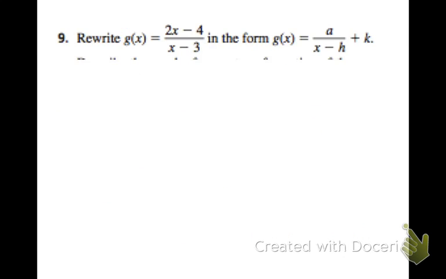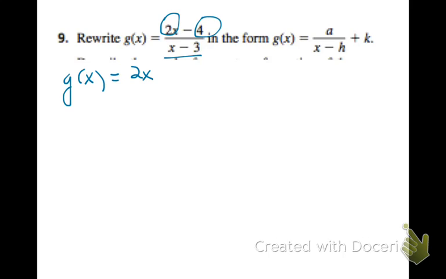So we're going to rewrite g of x, which is 2x minus 4 over x minus 3, in that form. So I'm inspecting and comparing my numerator with my denominator. I want to try to do something with the numerator so that I can factor a little and end up with x minus 3. So I noticed I have a 2 in front. If I had a minus 6 down here, I could factor out that 2 and have a minus 3.